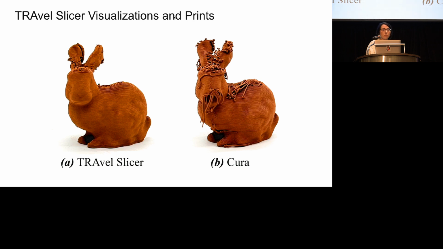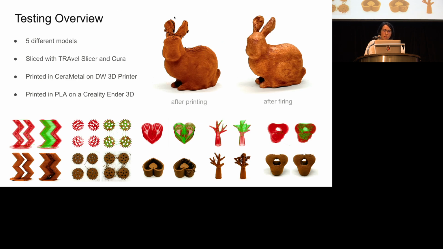We tested our slicer on several different models. This was an early test in which we printed the Stanford Bunny in Cerametal and compared it to the version sliced by Cura. In addition to the Stanford Bunny, we sliced and printed a set of 5 different models chosen to test the robustness of Travel Slicer's algorithm.